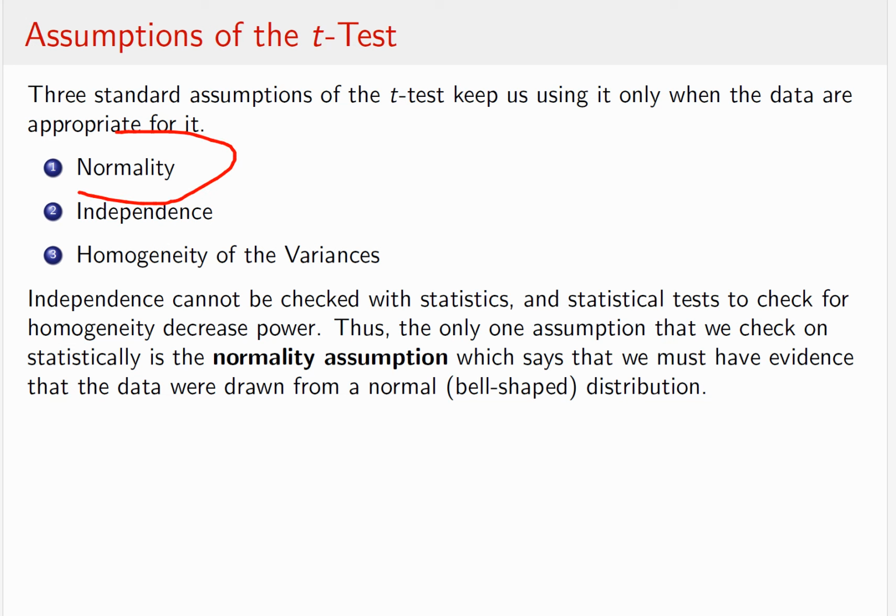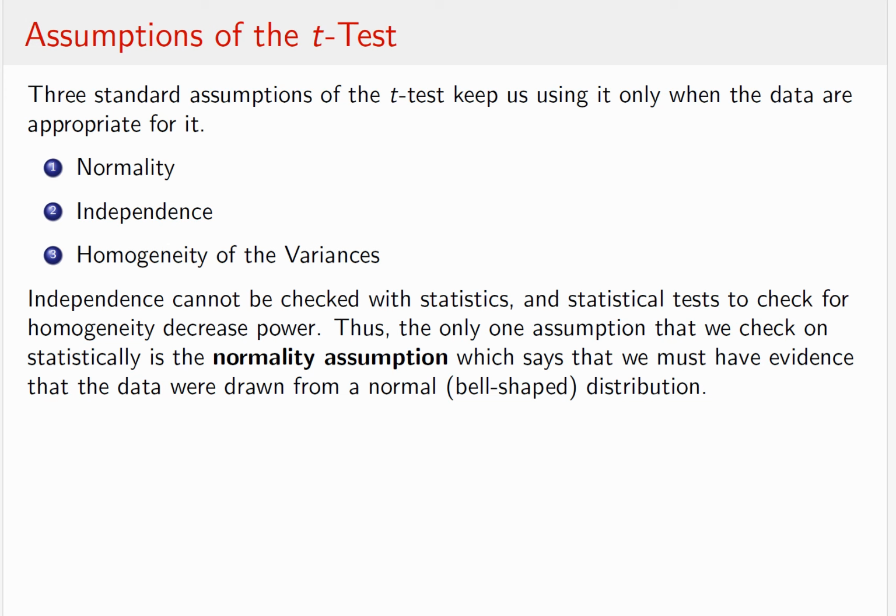Right, so what we're checking is normality. What is the normality assumption? The normality assumption says that we have some evidence that leads us to believe that the data we're looking at were drawn from a normal distribution. That means bell-shaped. Again, the density plots that we look at won't necessarily be perfectly bell-shaped, but they'll have some evidence that they were drawn from a bell-shaped distribution. And that needs to be ironclad.